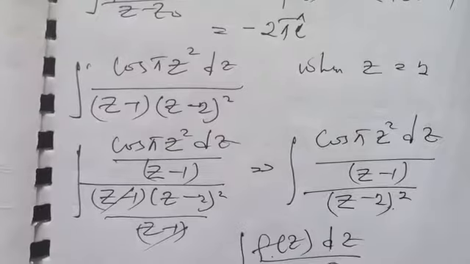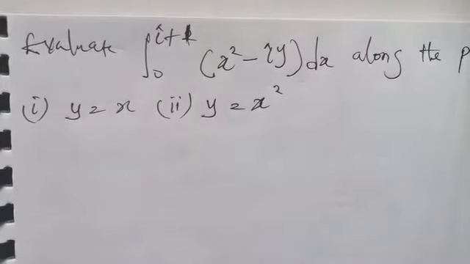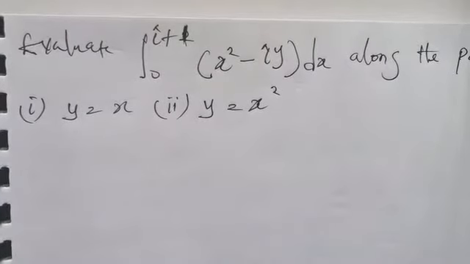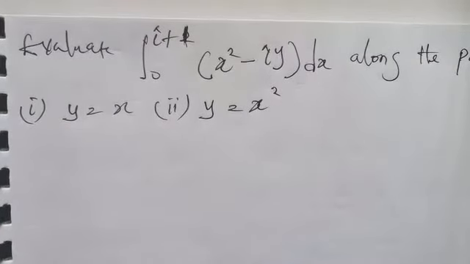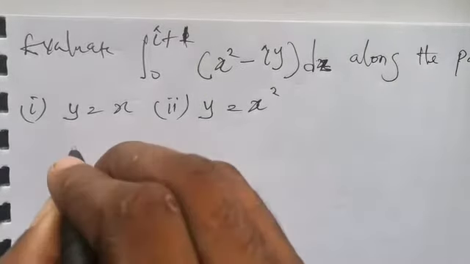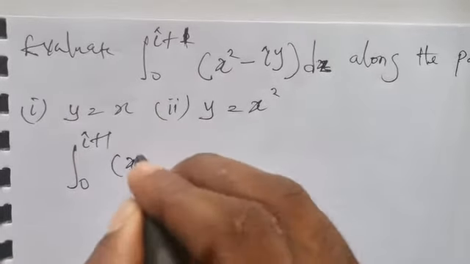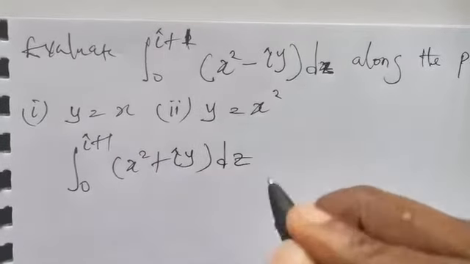Now let's consider the B part of the question. The B part of the question says evaluate the integral from 0 to i plus 1 of x squared minus iy multiplied by dz, along the path y equal to x, and y equals x squared. Okay, so given the integral from 0 to i plus 1 of x squared plus iy multiplied by dz.